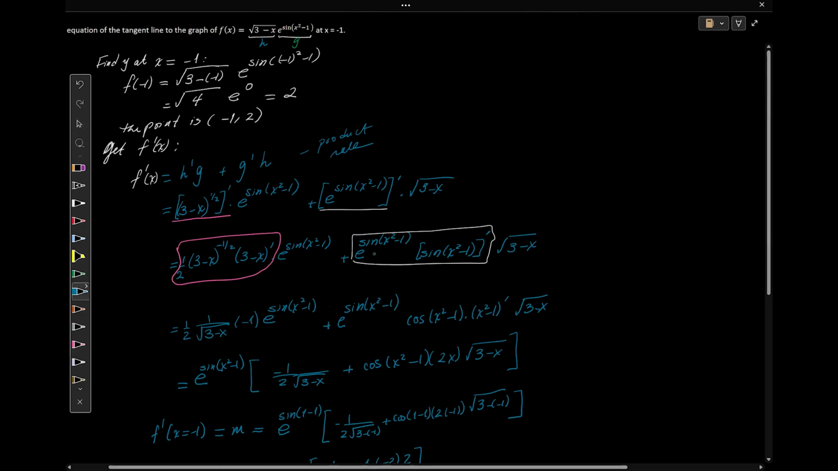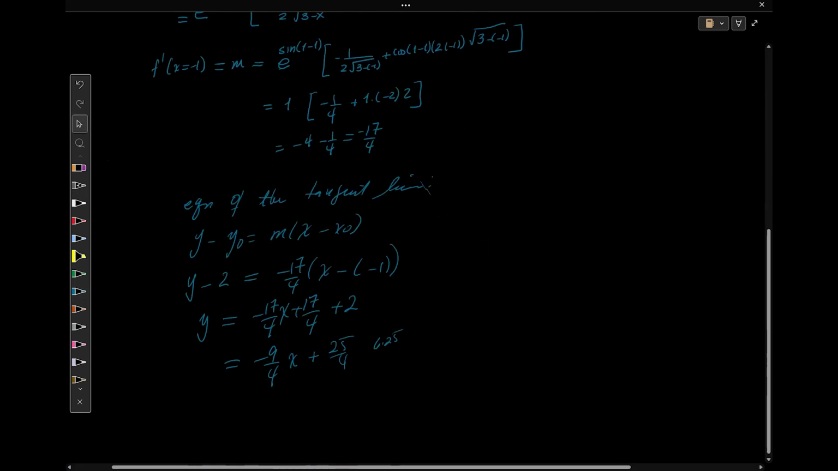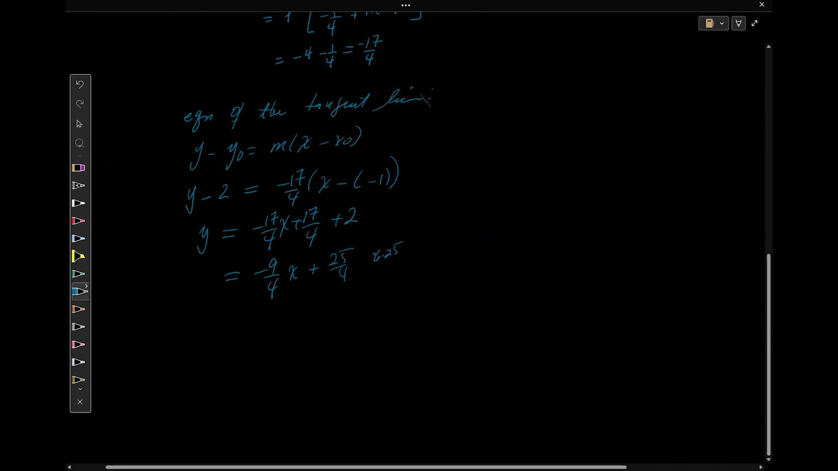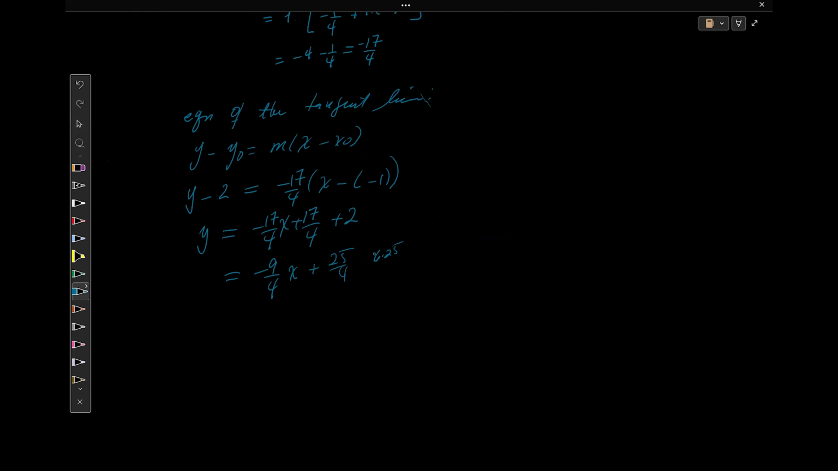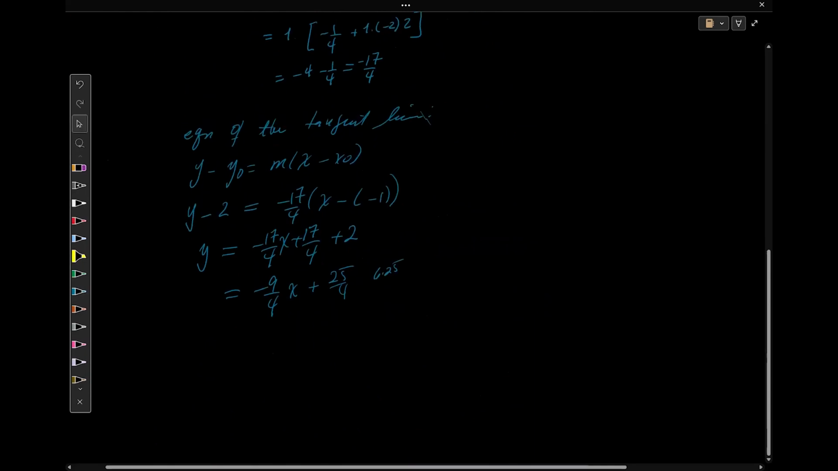Because when I plug in negative 1 here, I get 1 minus 1, I get 0. Sine 0 is 0, e to the 0 is 1. 1 minus 1 is 1 plus 1. 3 plus 1 is 4. Root 4 is 2. So negative 17 over 4 times x. Negative 16, negative 17.